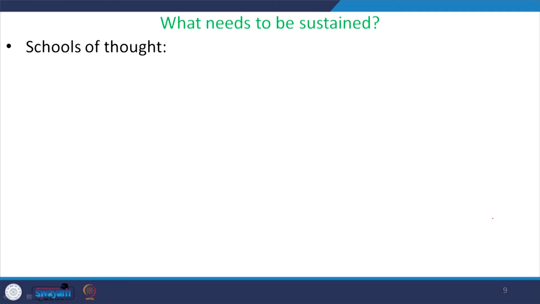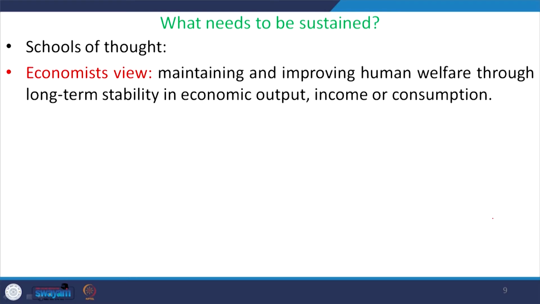So, after understanding the meaning and concept of sustainable development, now we need to think about what needs to be sustained by taking into account different schools of thought. So, what are these schools of thought? What needs to be sustained from different disciplinary boundaries, or as understood by different disciplines.